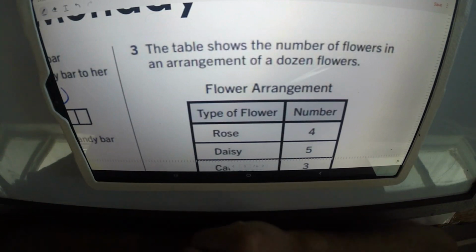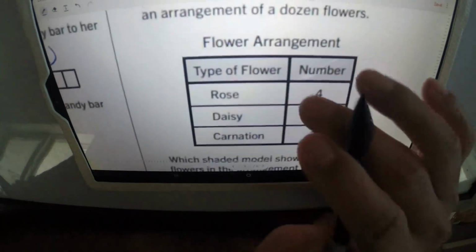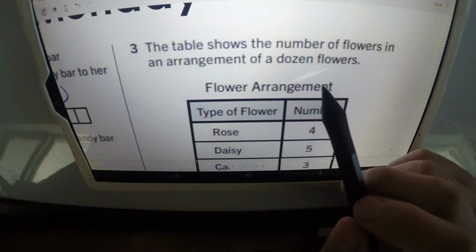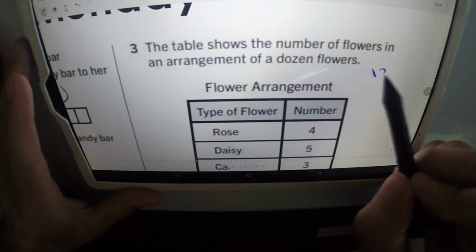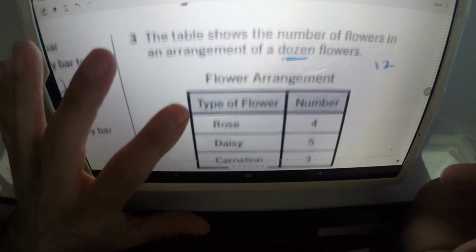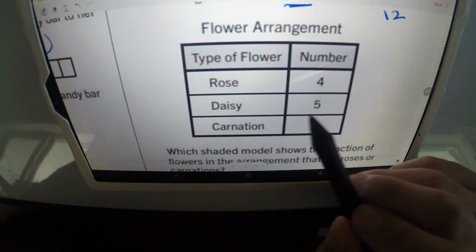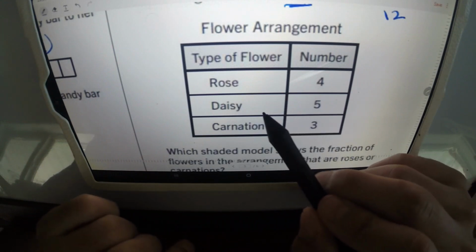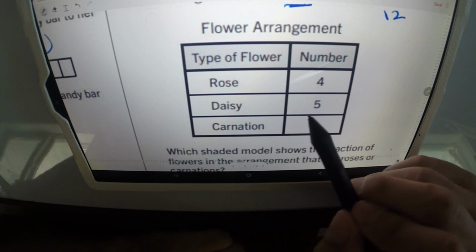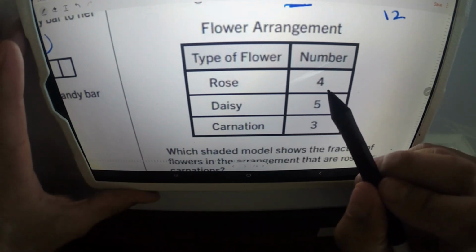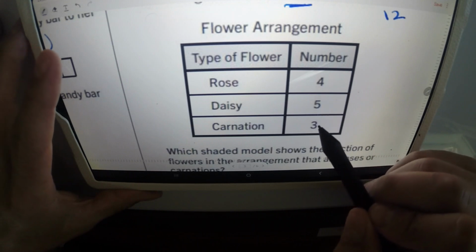On to number 3. The table shows, this table right here, the number of flowers in an arrangement of a dozen flowers. A dozen is 12. This word right here refers to 12. So you can see Rose used 4, Daisy used 5, types of flower. There were 4 roses, 5 daisies, and 3 carnations. So again, this adds up to 12. 4 plus 5 is 9. 9 plus 3 is 12.